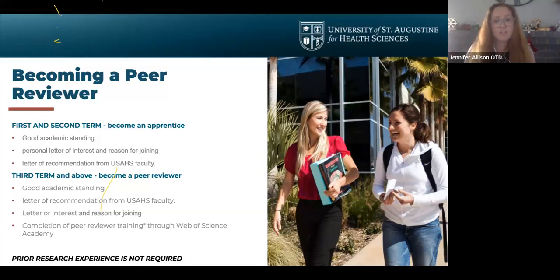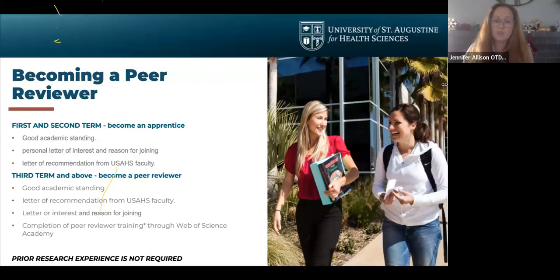If you do have a lot of research experience, there is a chance that you can become a peer reviewer sooner, but that's to be decided by the editorial board once you join. In third term, once you have that foundation in what occupational therapy is and have taken some of the scholarly classes, you can join to be a peer reviewer.